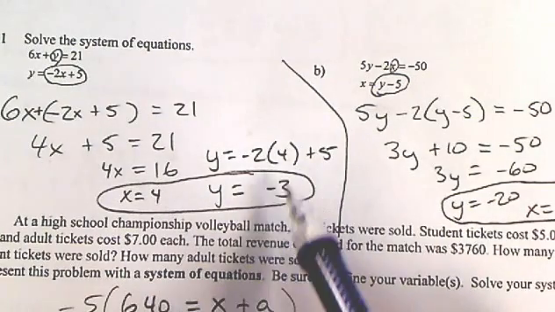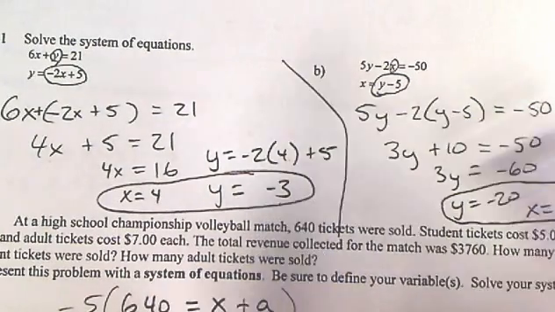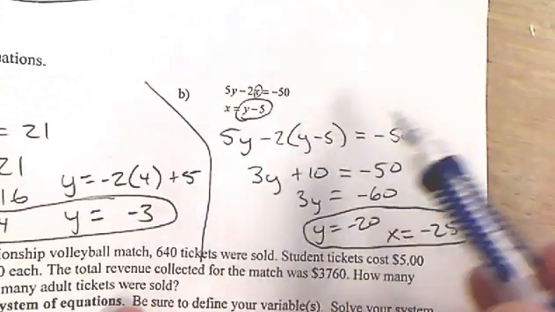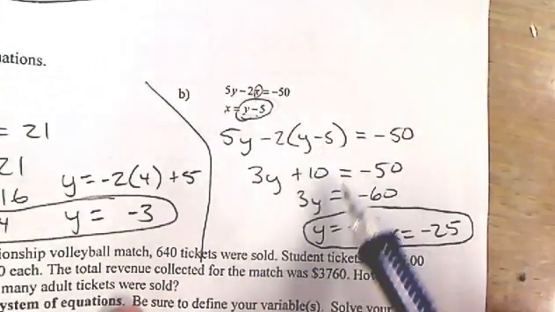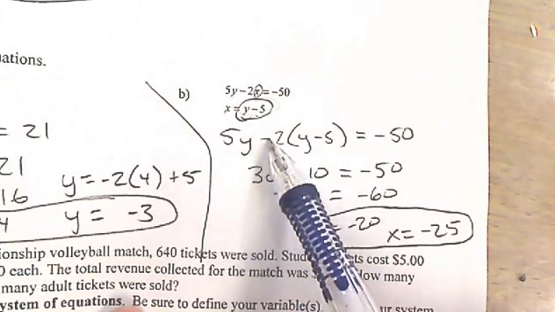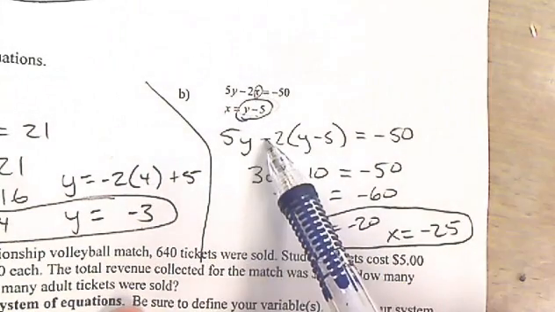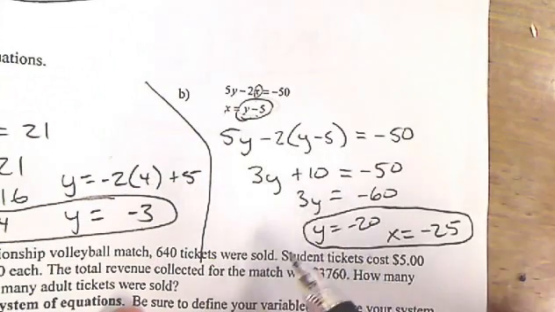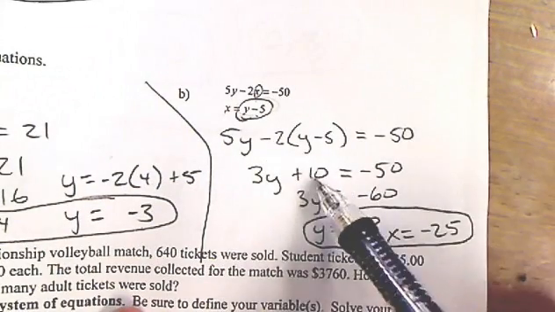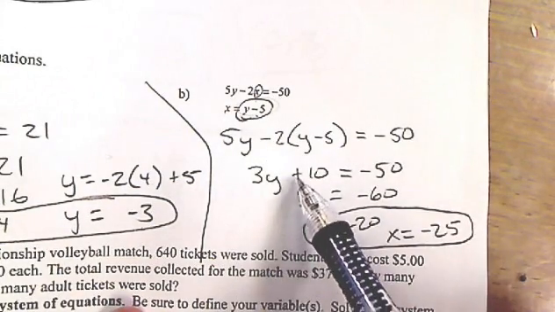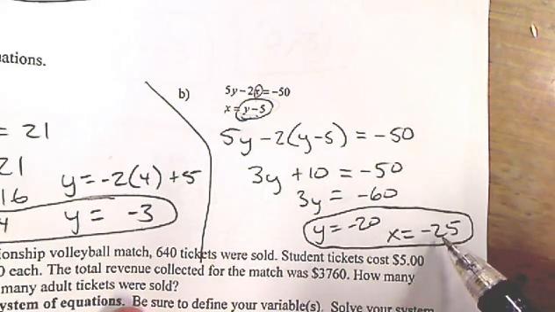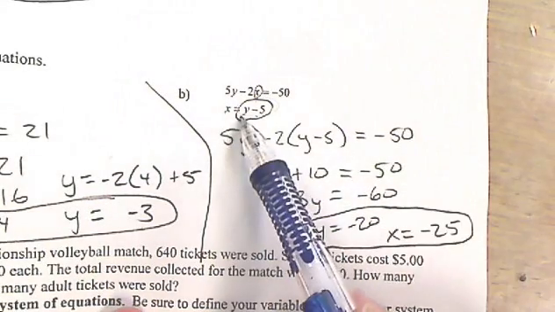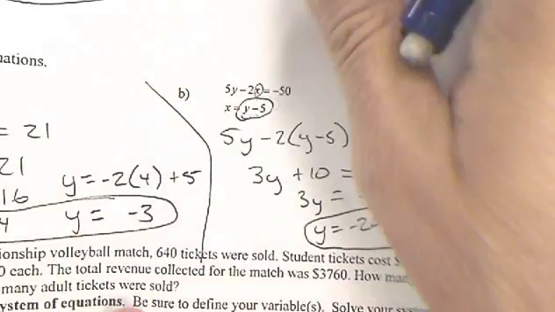Don't forget to plug it back in to find the other variable. This one, x was equal, so I substituted it in here. Don't forget to distribute the negative, so it's 5y minus 2y, which is 3y. And negative 2 times negative 5 is positive 10. That positive 10 is where most mistakes happen. Then I subtracted 10 from each side, divided, plugged my negative 20 back into here. Negative 20 minus 5 is negative 25.